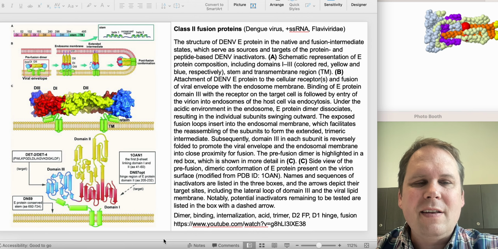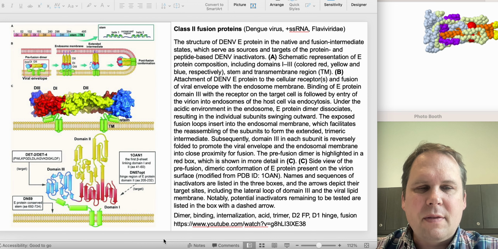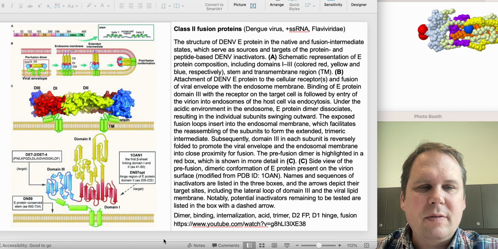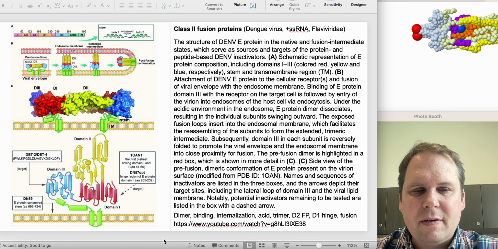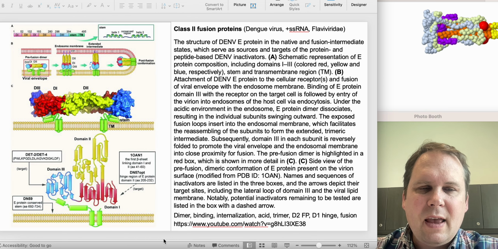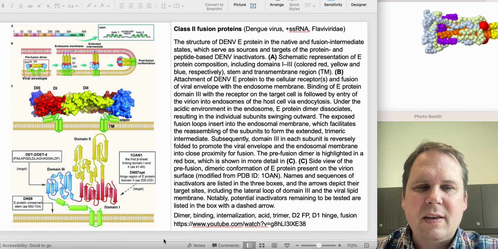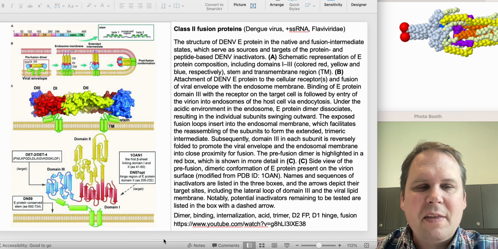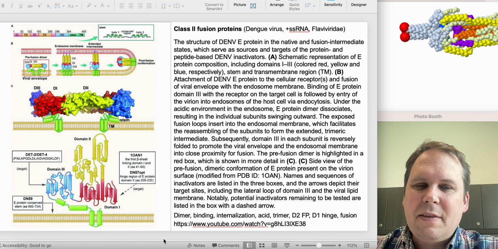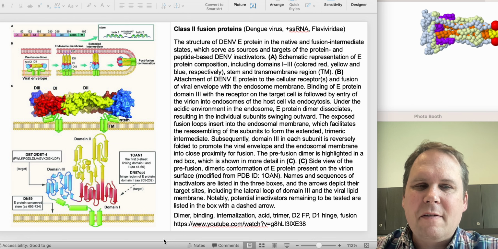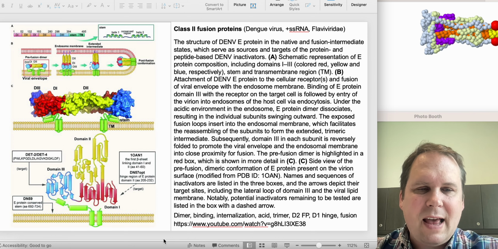We have covered a lot of class 1 fusion proteins. Those are proteins similar to the HIV envelope protein, the SARS coronavirus spike protein, and the influenza virus HA hemagglutinin protein. But there are two other general classes of fusion proteins out there, and then there are quite a number of proteins that seem to do the job but don't fall into one of these classes.